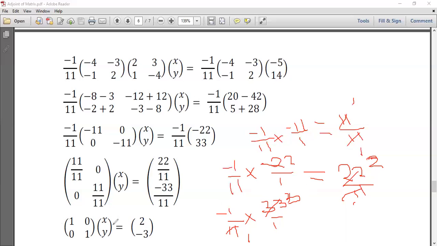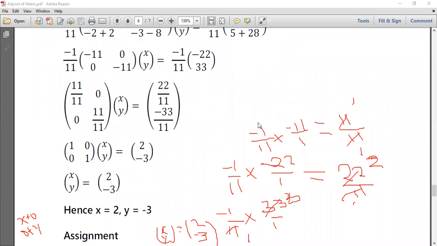And remember, all of this means that you are getting your answer. So it means x is what? If you multiply this out, what are you going to get? 1 times x is x plus 0 times y is 0. The next one, 0 times x is 0, and 1 times y is y. So what do you have at the end of the day? x, y equals 2 and minus 3. And what does it mean? It means x is 2 and y is minus 3. So that's the answer to it. Simple as that.